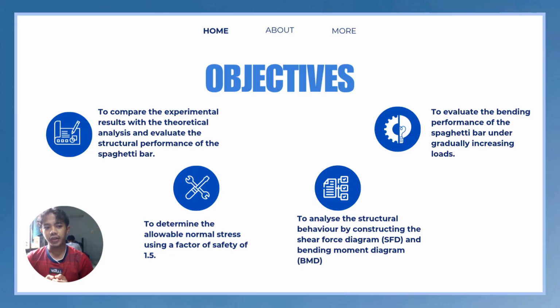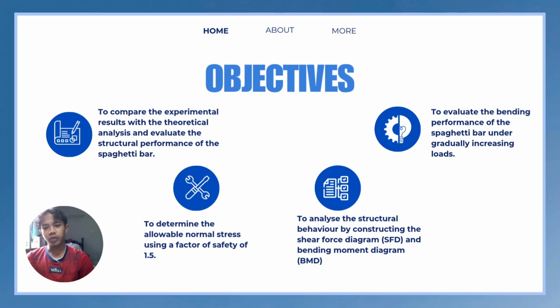So the factor of safety is an important engineering concept because it ensures that a structure can safely withstand the applied load without reaching its failure limit. So the third objective is to analyze the structure behavior by constructing the shear force diagram and bending moment diagram. So this diagram allows us to identify the distribution of internal forces and moments along the spaghetti bar and determine the critical section where failure is most likely to occur.